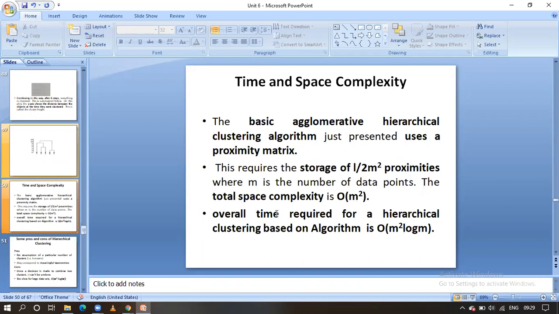The time required for the overall hierarchical clustering algorithm is order of m square log n. This is the time complexity related to agglomerative hierarchical clustering, guys.